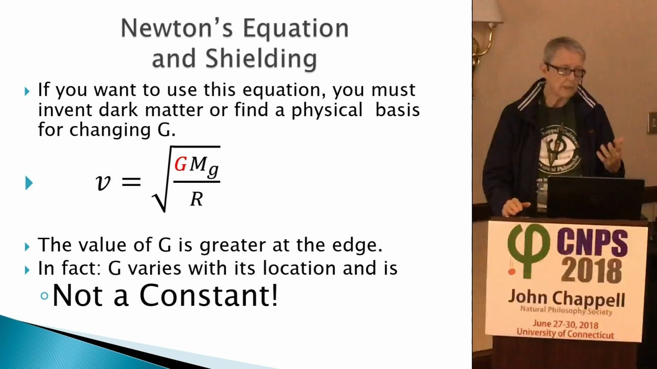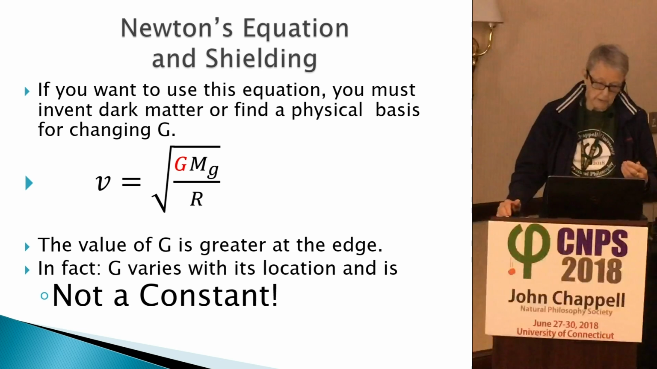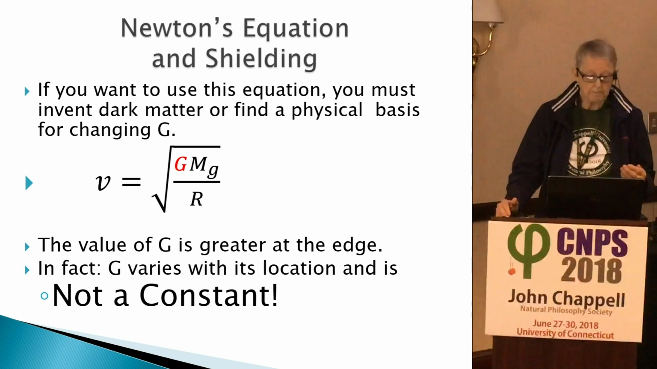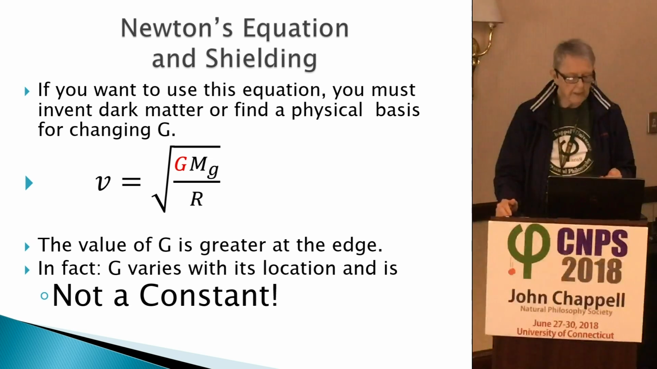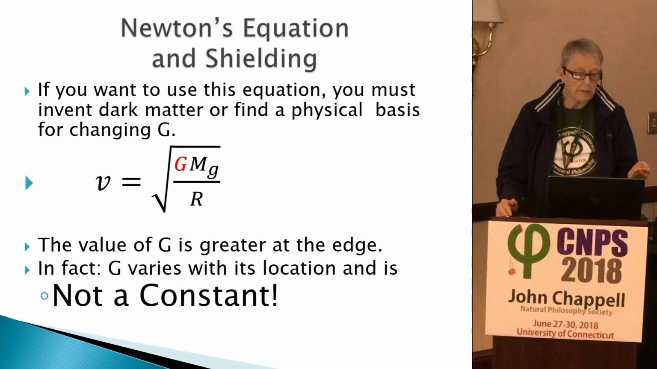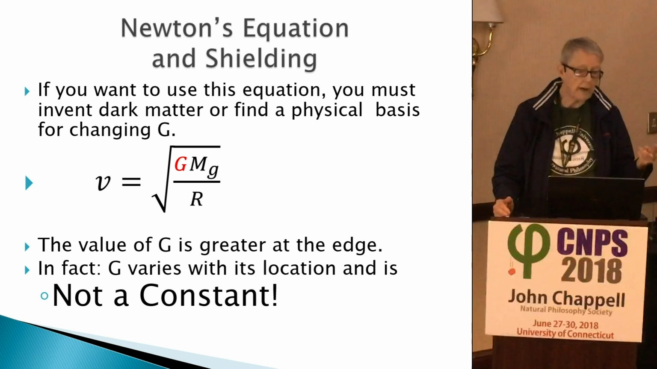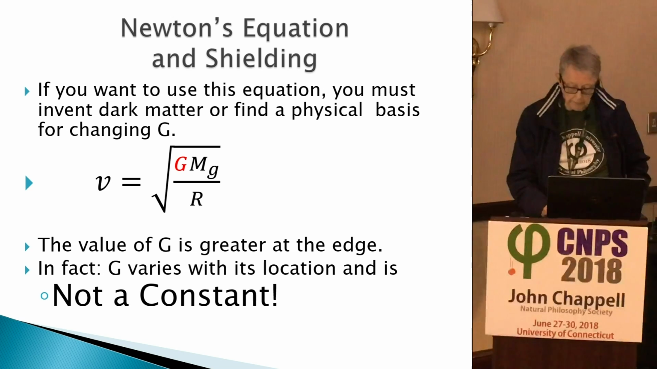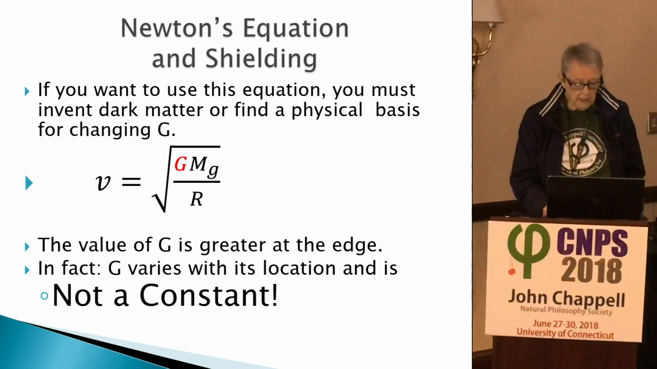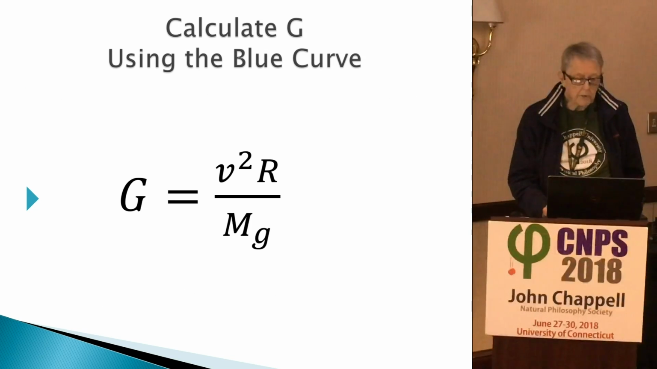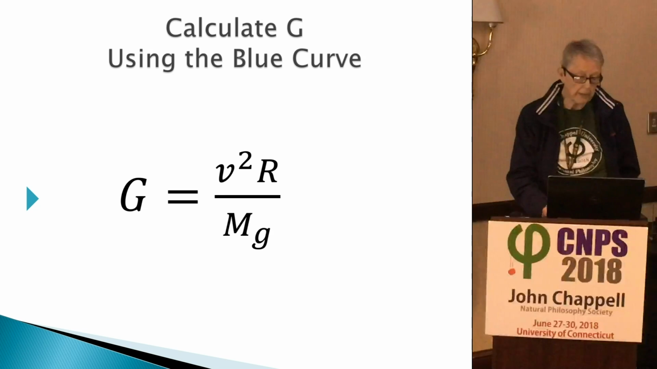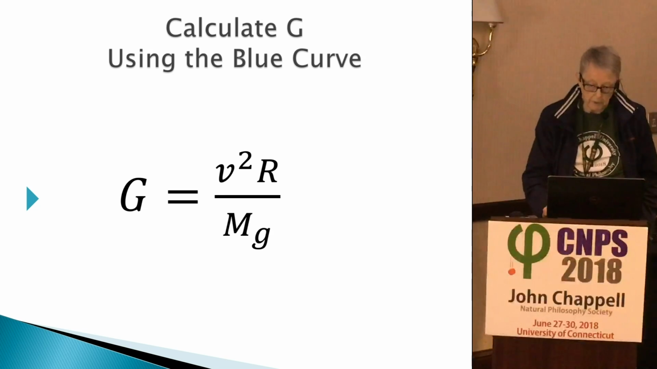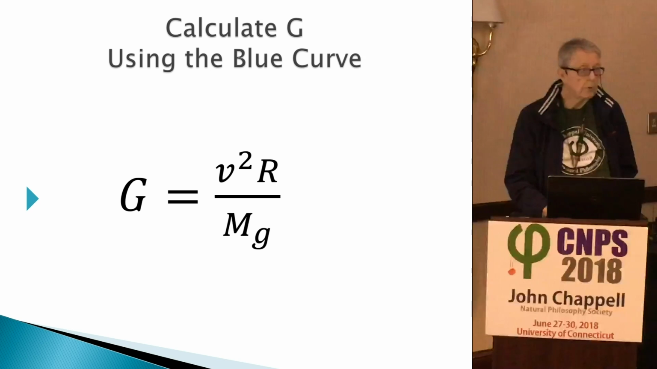Now I'm going to do something slightly different with it. I'm going to take Newton's equation and include shielding. And if you do that, what I'm saying is, if you use Newton's equation, you either have to accept dark matter or find a physical reason to change G. And I'm saying, yes, there's a physical reason to change G. And I'm saying G is not constant. So I turned my equation around, the equation that includes G, and I'm going to solve for G at each point of the blue curve.